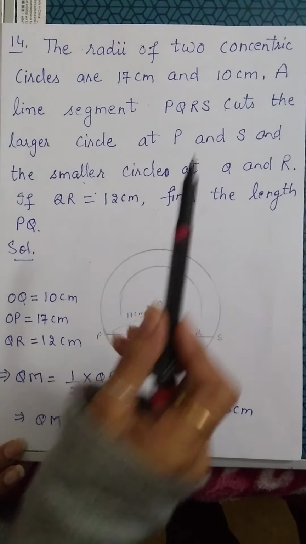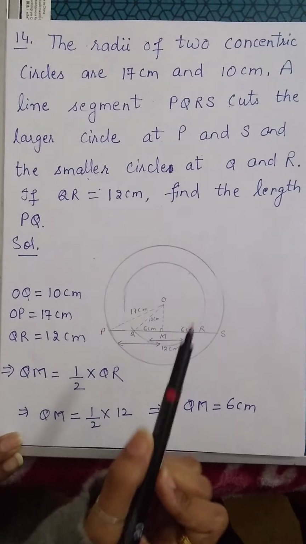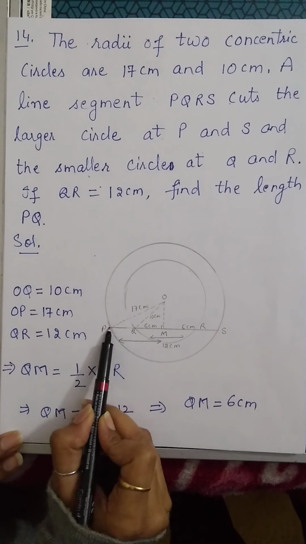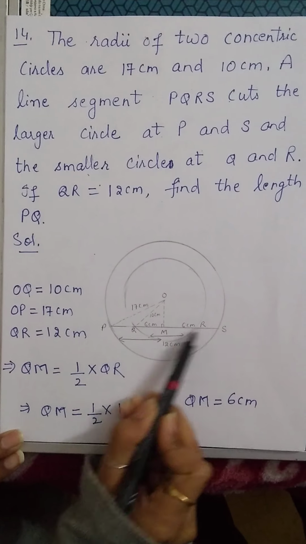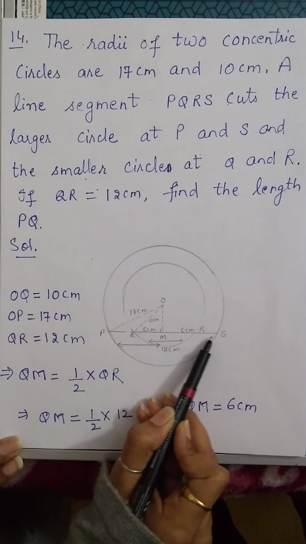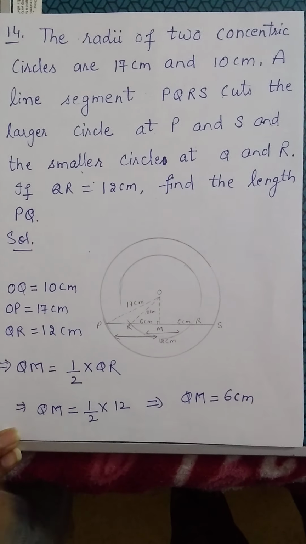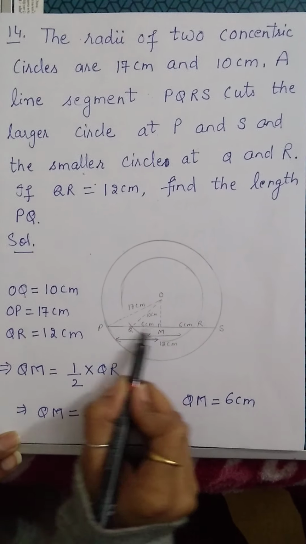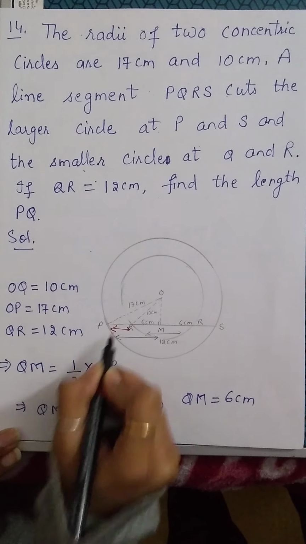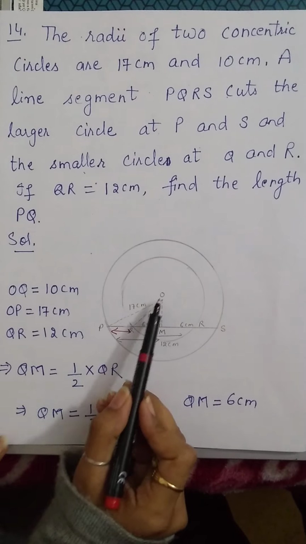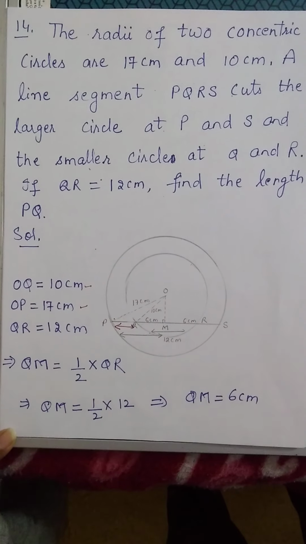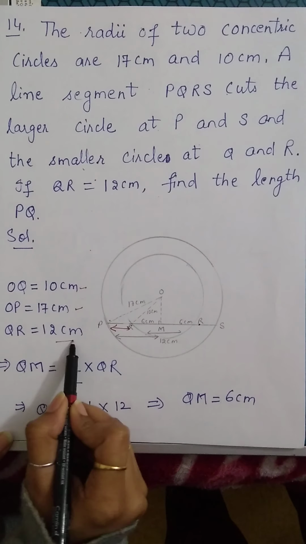Question number 14. The radii of two concentric circles are 17 centimeter and 10 centimeter. A line segment PQRS cuts the larger circle at points P and S and the smaller circle at points Q and R. If QR is equal to 12 centimeter, we need to find the length of PQ. That means we need to find this much length. So OQ is equal to 10 centimeter, OP is equal to 17 centimeter and QR is 12 centimeter.